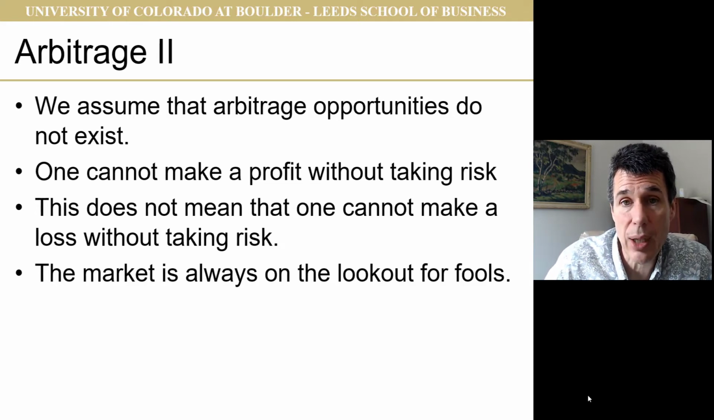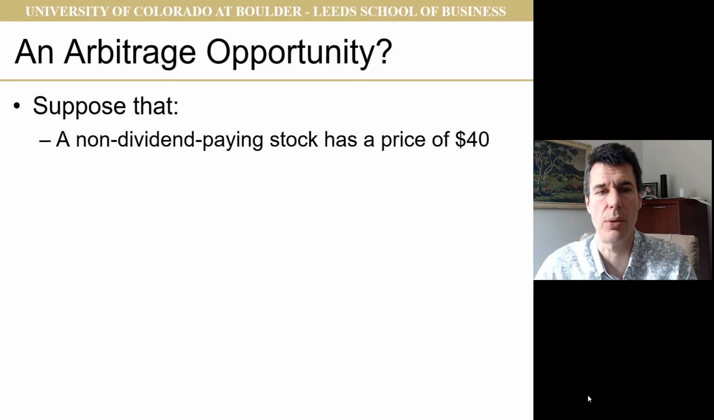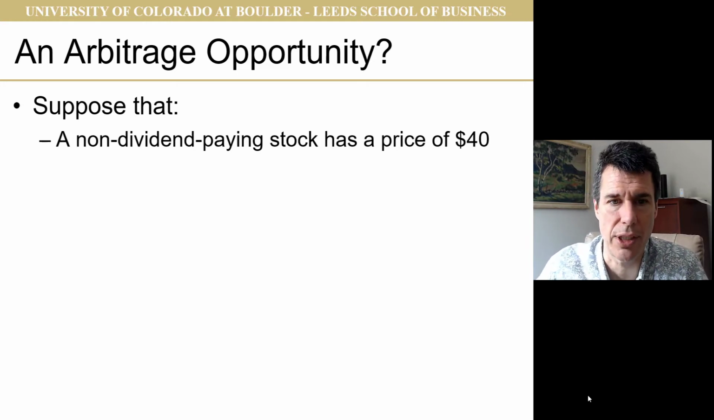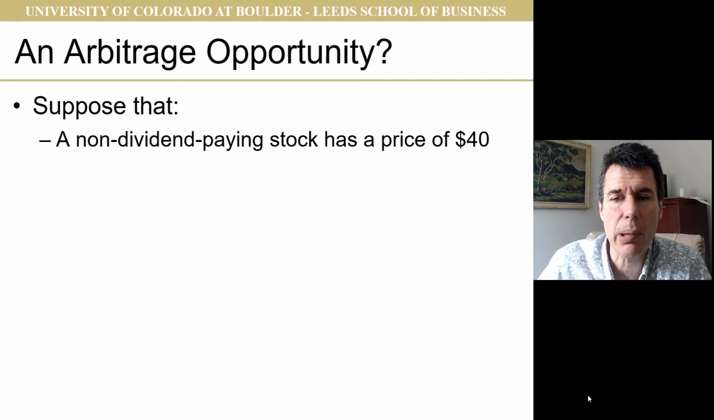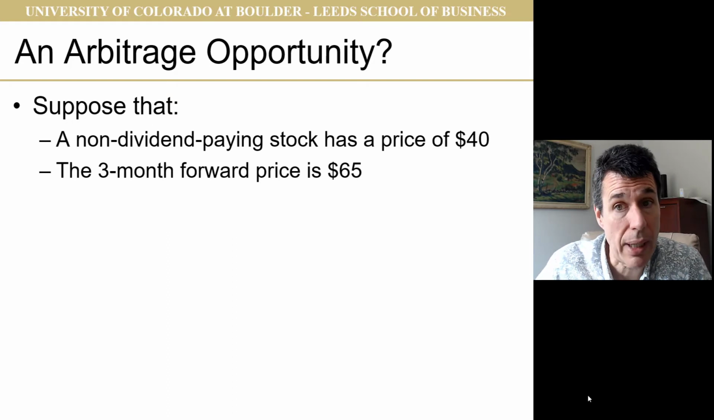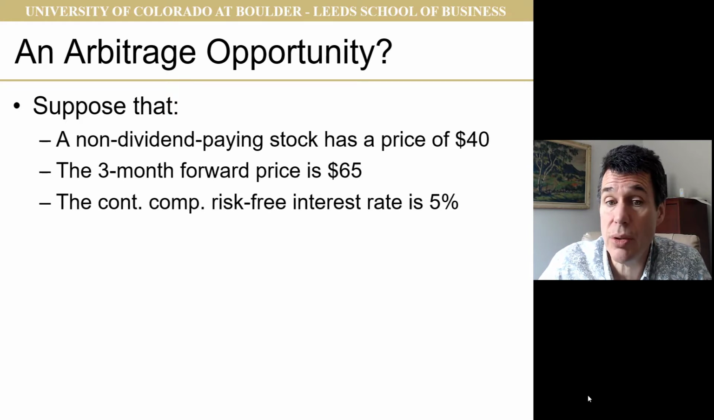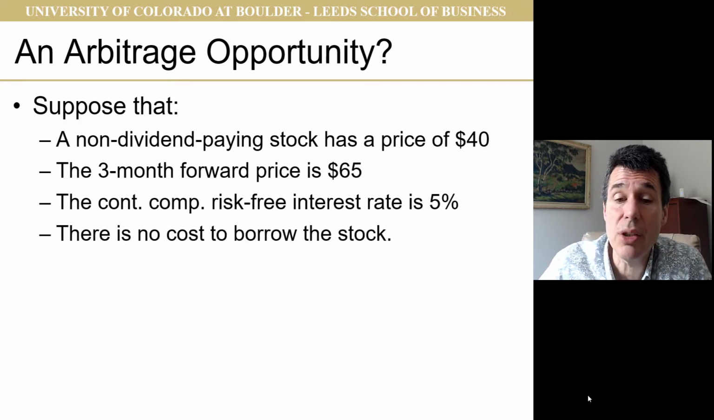Now, this is a really powerful concept. We can use it to do all sorts of things, and this is the key to derivatives pricing. So let's suppose, and let's find an arbitrage opportunity here. We have a non-dividend paying stock, which has a price of $40. We can buy or sell a forward contract with a price of 65. The continuously compounded risk-free interest rate is 5%, and there's no cost to borrow the stock.